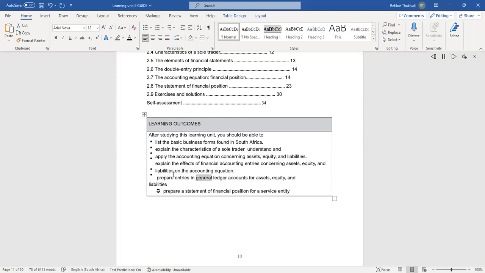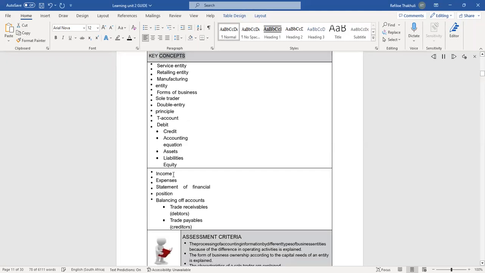Prepare entries in general ledger accounts for assets, equity, and liabilities. Prepare a statement of financial position for a service entity. Key concepts: service entity, retailing entity, manufacturing entity.